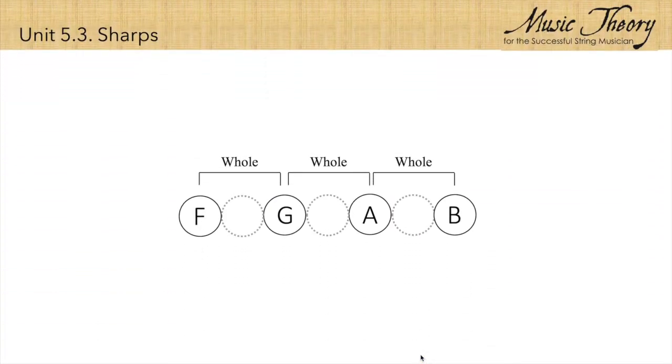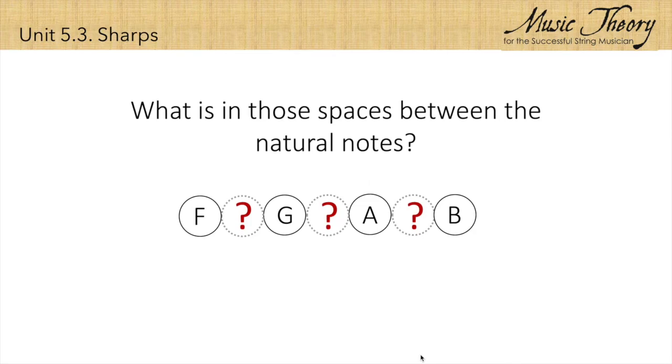Previously, you learned that natural notes separated by a whole step have a space and a note in between them. What are the names of these notes? Between each pair of natural notes separated by a whole step is a note with two names, a sharp name and a flat name.